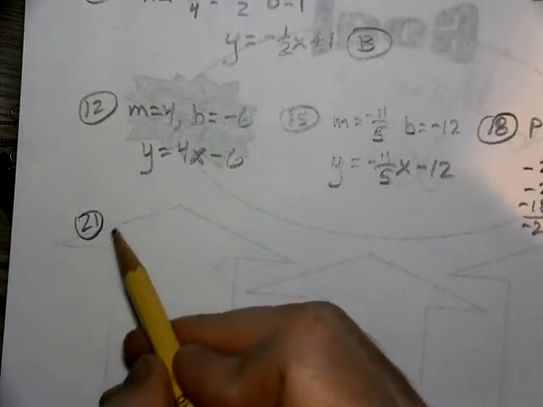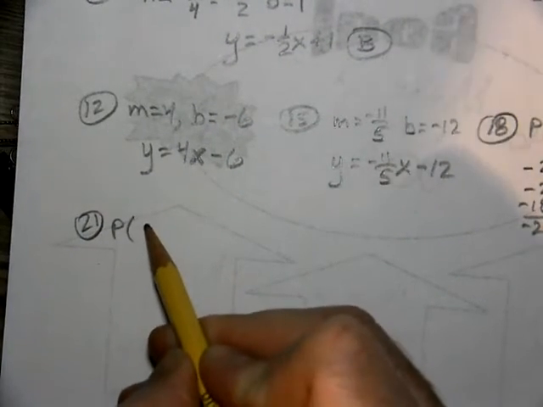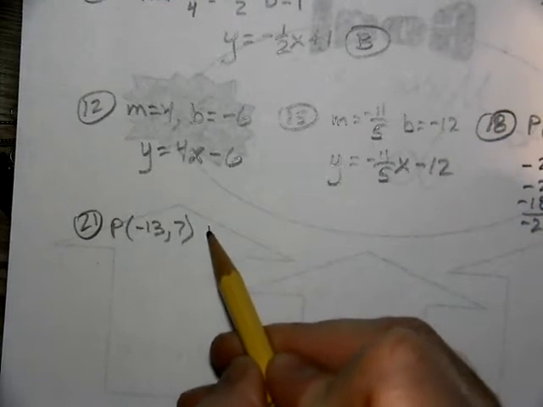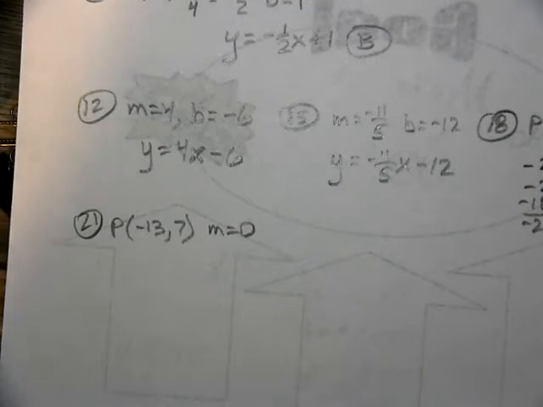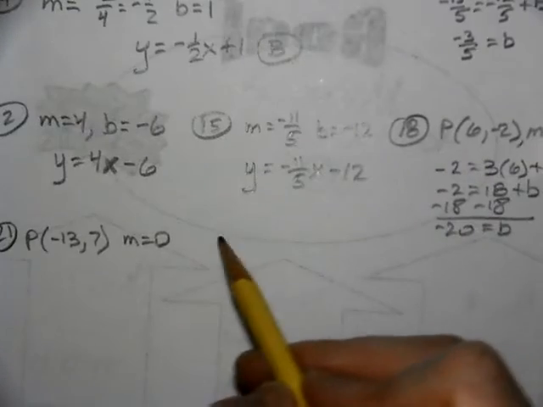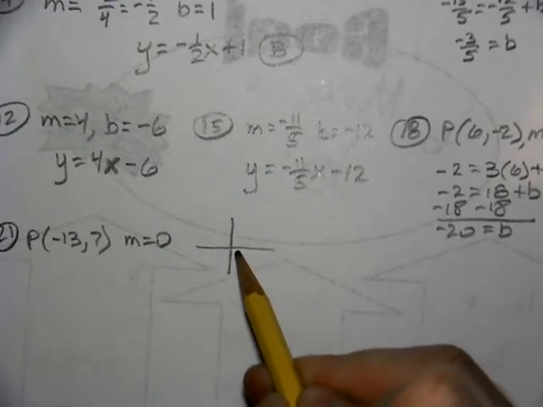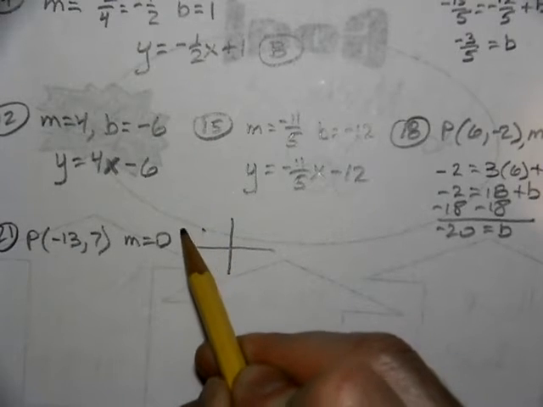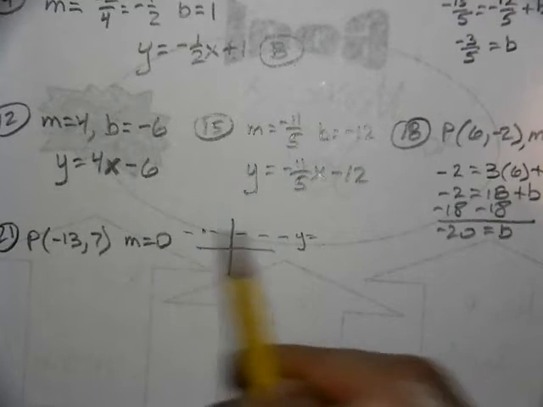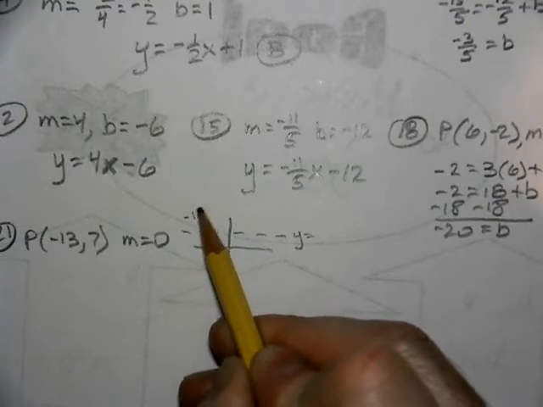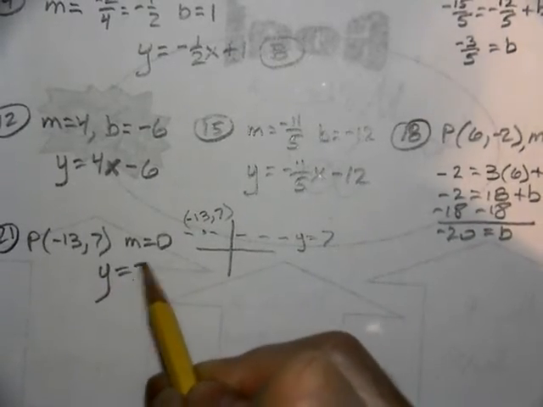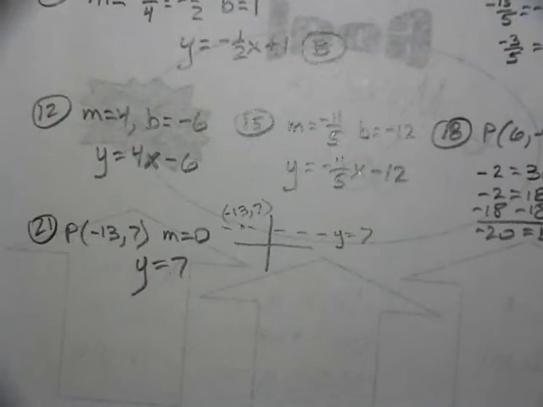Number 21, we have a point at negative 13, 7 and a slope of 0. If it has a slope of 0, then we know it's going to be a horizontal line. At negative 13, 7, if it has a slope of 0, then that's going to be a y value of that height, and that height is 7. So we know the equation is y equals 7.